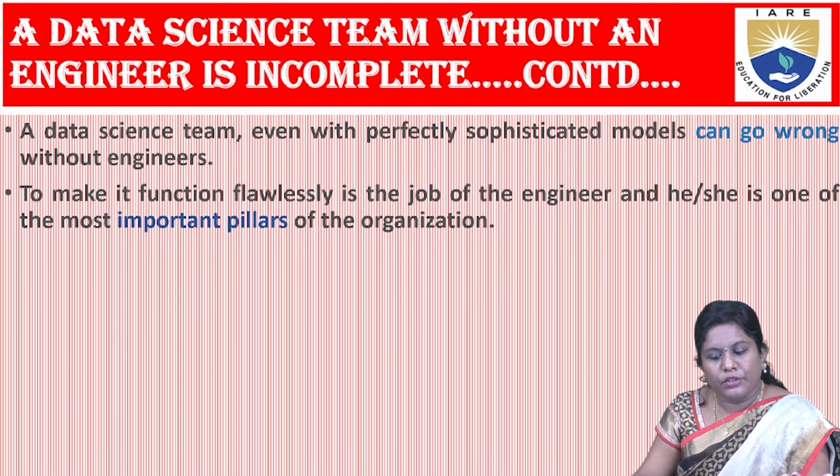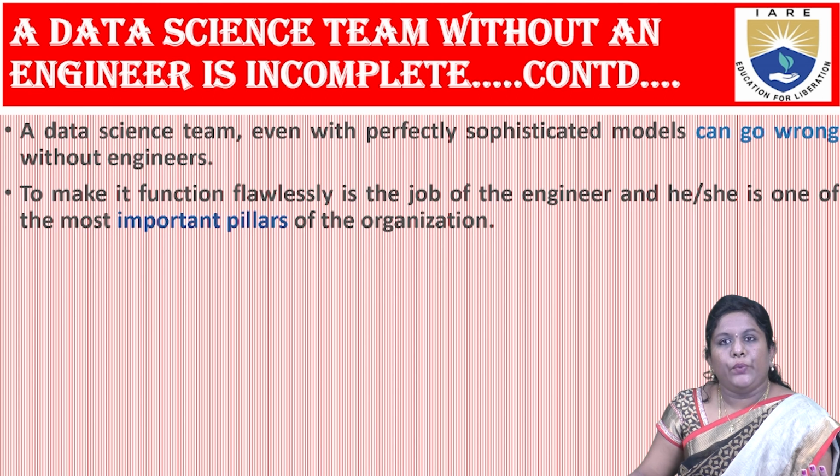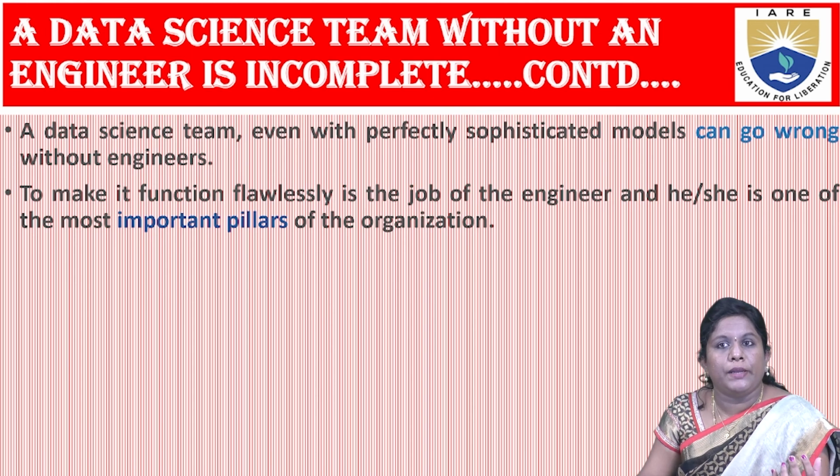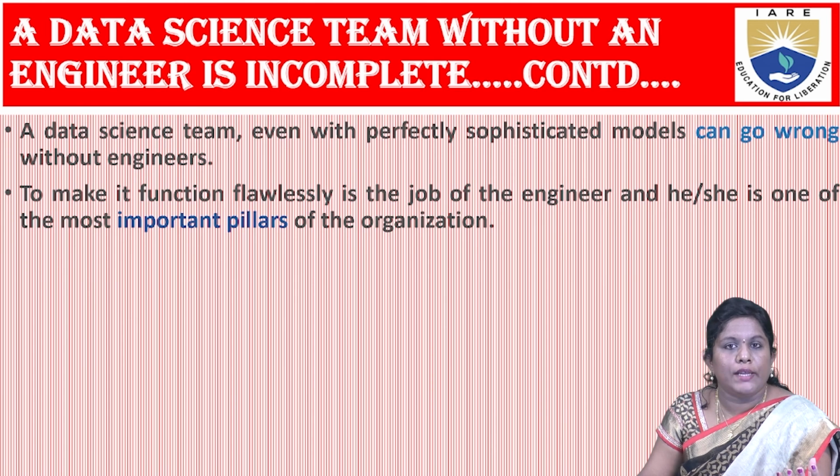Continuing with some more statements, we can state that even perfectly sophisticated models can go wrong without an engineer. Meaning, even if a data science team is completely perfect, without an engineer there can be some flaws, because they act as important pillars. The data engineers and software engineers act as important pillars to organizations, which make things function flawlessly. It's the job of an engineer.